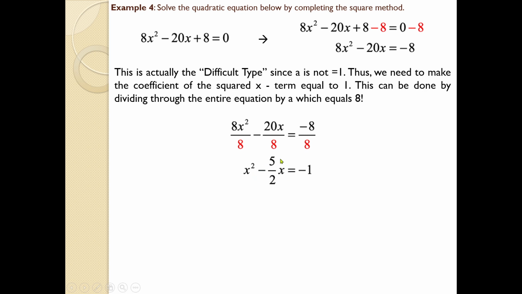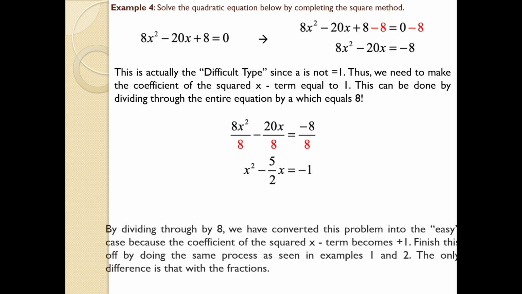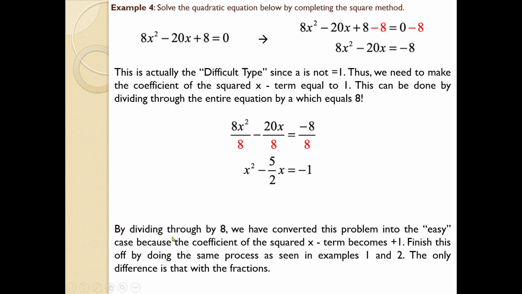Now the computation will be quite tricky here, because you have to divide 5 by 2 by 2, and then take the square of that fraction. You will get confused in that case. So by dividing through by 8, we have converted the values to easier values. These are the steps which we have mentioned.